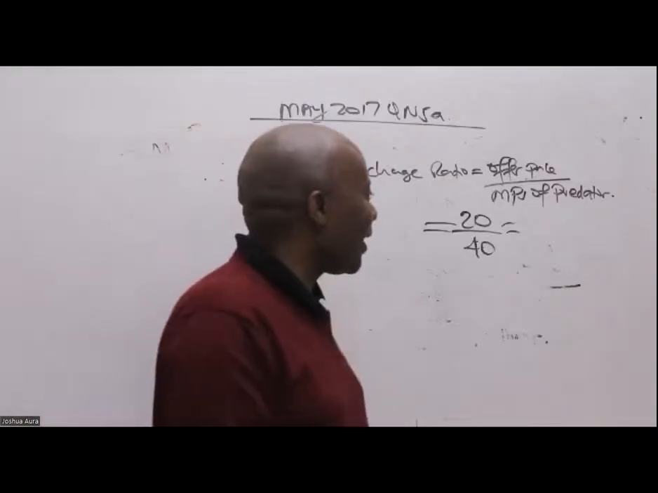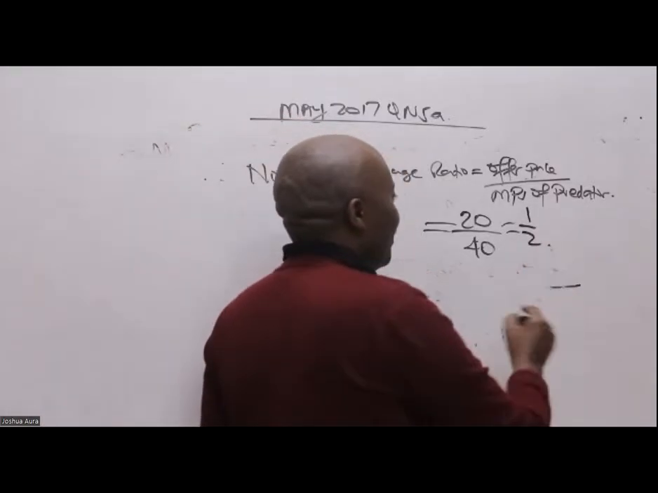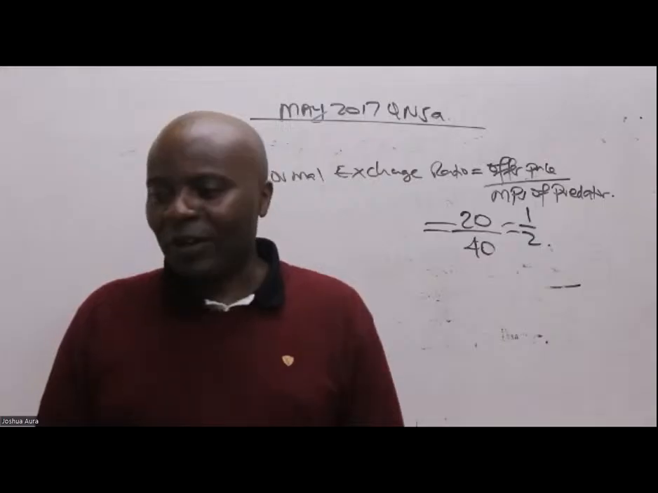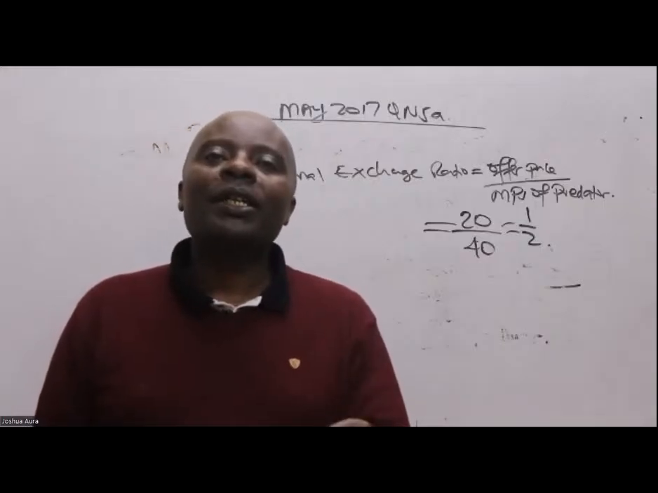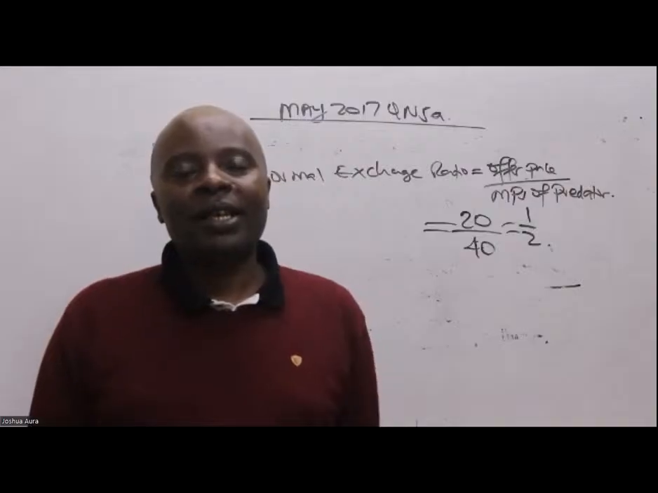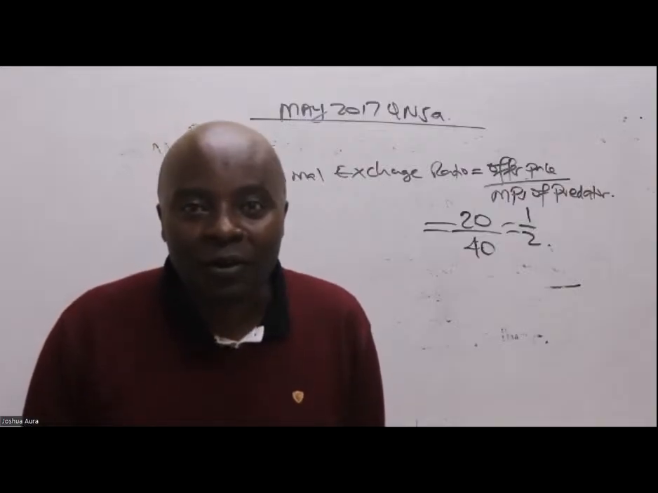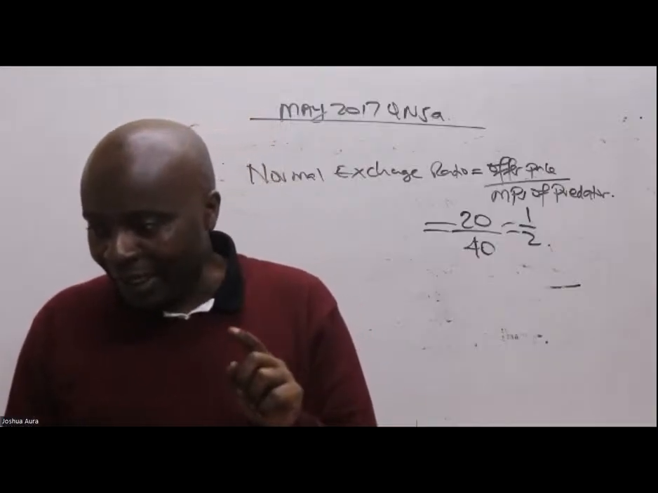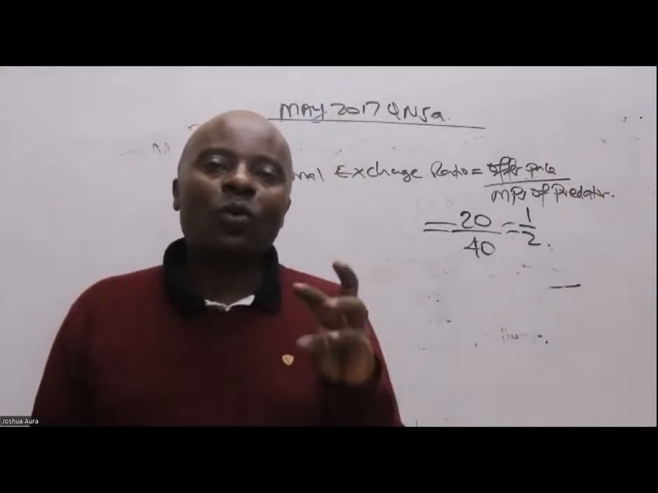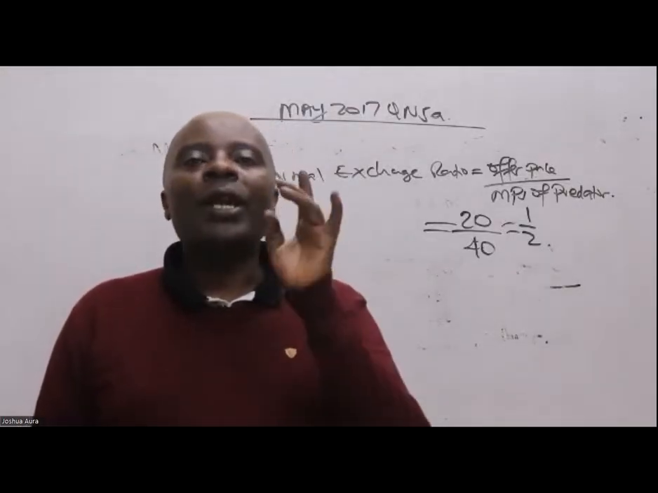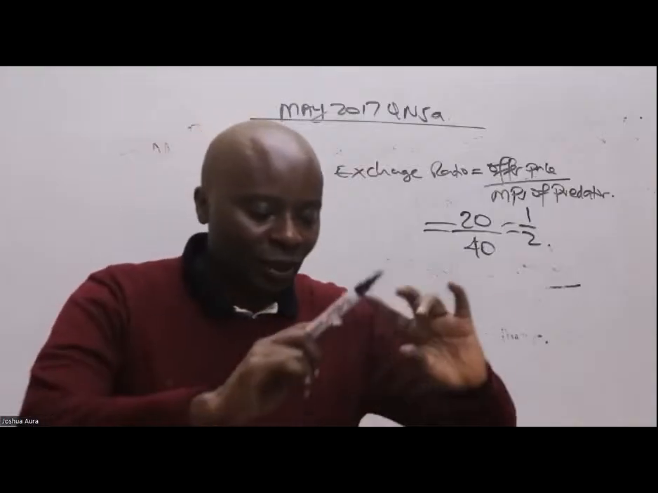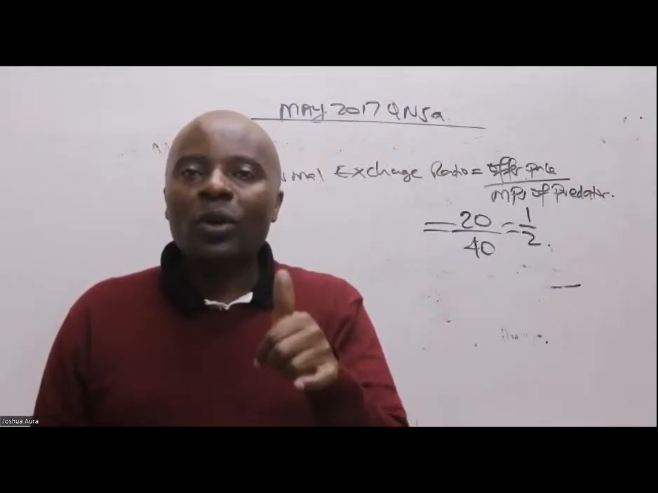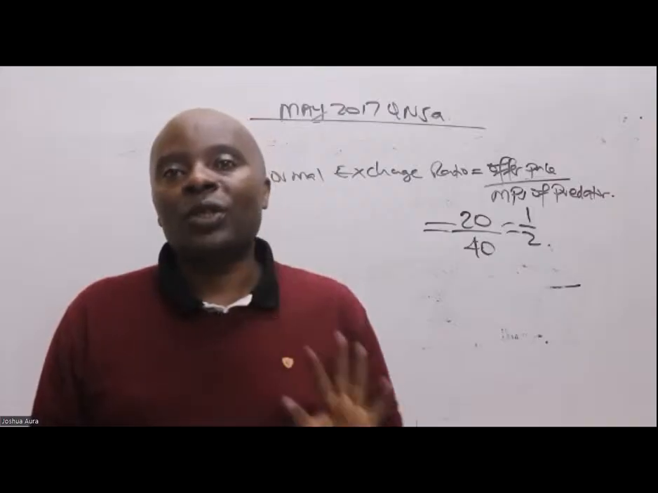So 20 over 40 gives me a half. We don't write just 0.5. Exchange ratio can never be written as a decimal. Don't forget that. Exchange ratio shall always be written in form of a fraction. So come back to the hint: whenever you are given an offer price, which in this case, for your revision, you can say in brackets shillings 20, always compute the normal exchange ratio.